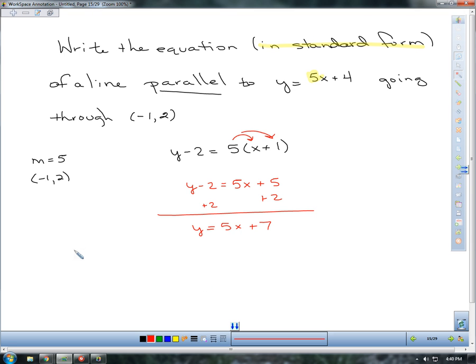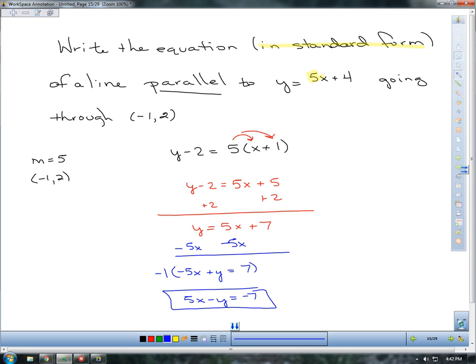They want it in standard form, though. I'm in slope-intercept. So x and y have to be on the same side. So I now have negative 5x plus y equals 7. I don't want this first number to be negative, so I'm going to multiply everything by negative 1. So I get 5x minus y equals negative 7. Okay? So there's our answer in standard form to this question.